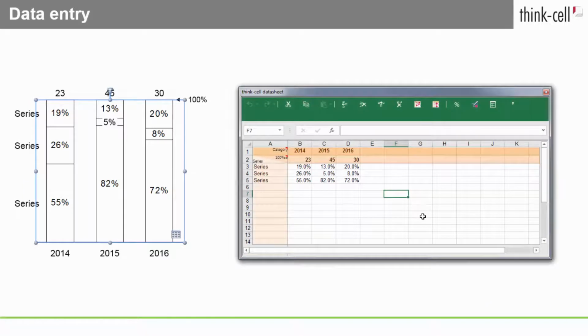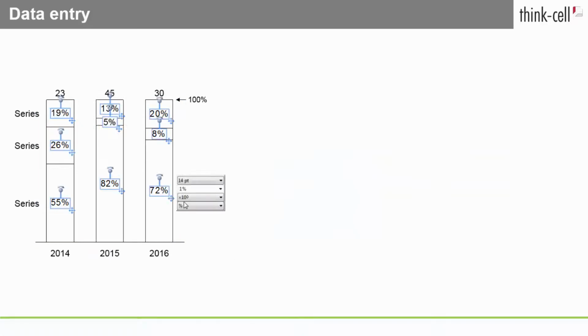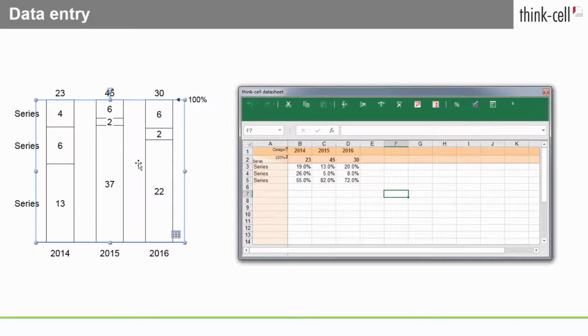Now, suppose you'd like to work with percentages in your data sheet. That's no problem. Again, you can choose to label the chart with absolute or relative values regardless of the way your data is represented in the sheet. If you use percentages in the data sheet but want absolute values to be shown in the chart, you only need to fill in the absolute values that represent 100% in the 100% row.